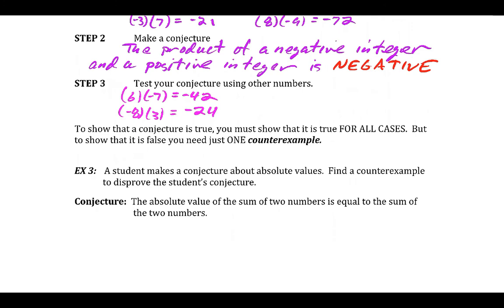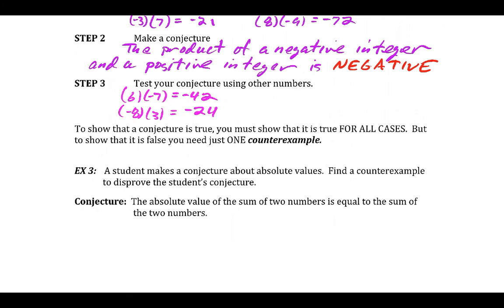So let's look at example 3. A student makes a conjecture about absolute values. Find a counterexample to disprove the student's conjecture. The student's conjecture is the absolute value of the sum of two numbers is equal to the sum of the two numbers. To disprove this, let's take two numbers.